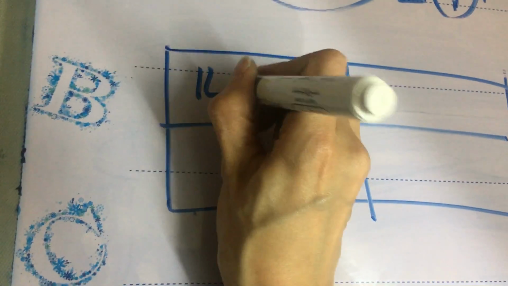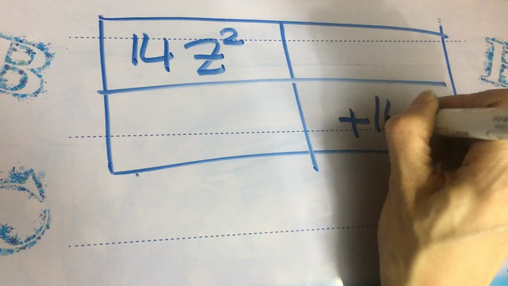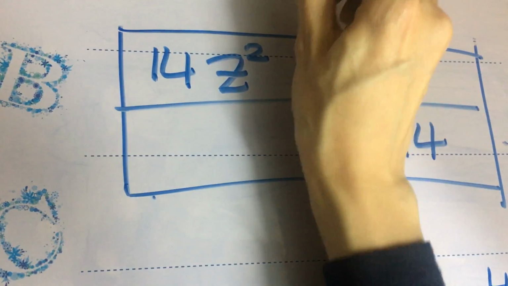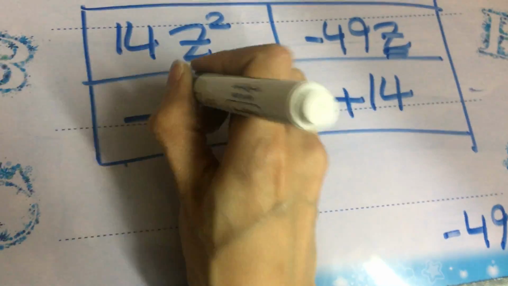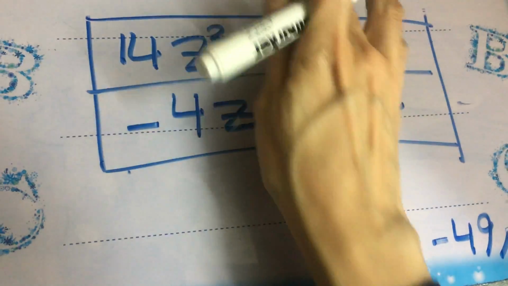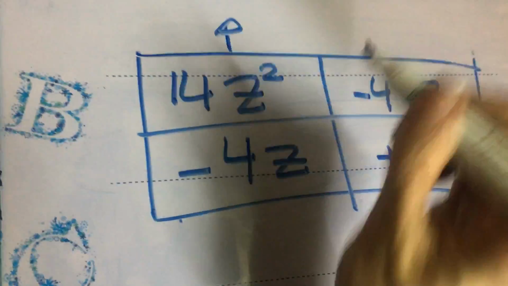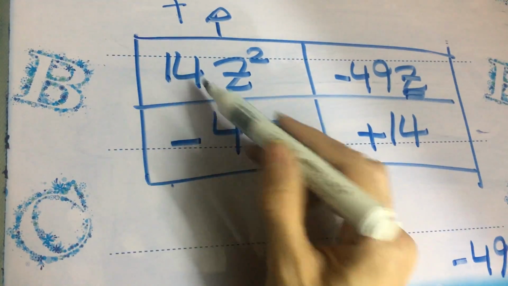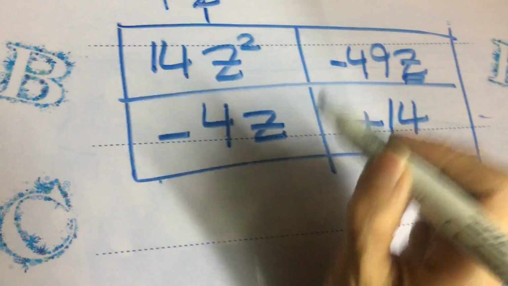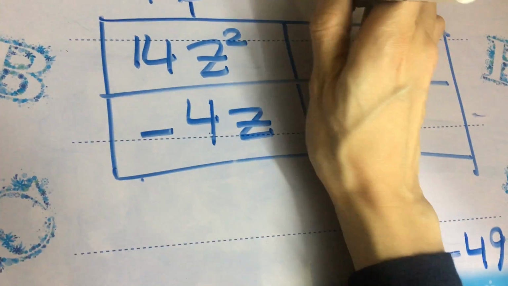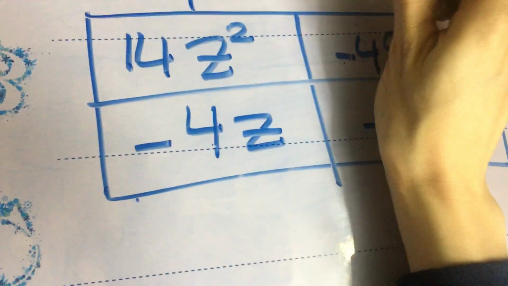We write here 14z squared. At the right bottom we write plus 14. And then we have this one. We will write it as minus 49z. Don't forget the z. And minus 4z. Let's start factoring up. The sign is positive. Between 14 and 4 we have 2. Z squared and z, we have z. Now the negative sign is touching the line, so we put here a negative. Between 49 and 14 we have 7.